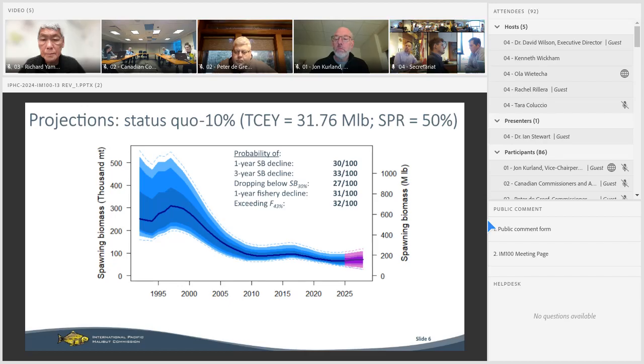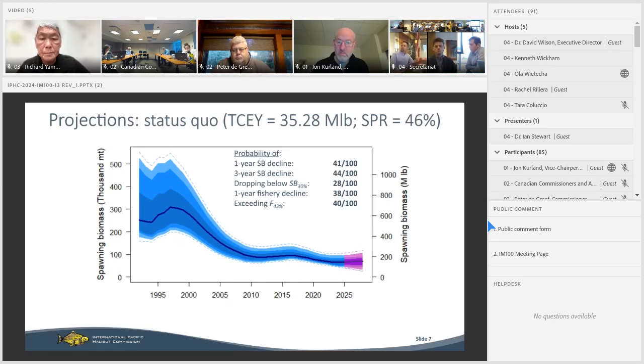We then go up to the first checkpoint here, which is the status quo minus 10%. This would be a TCEY of 31.76 million pounds, and we would estimate that that would correspond to an SPR of 50%. You can see that already we've flattened the trajectory of the stock substantially, maybe a slight increase. The probability of stock decline over the next 1 and 3 years is approximately 1 in 3. And there's approximately a 32% chance of exceeding the F43 reference level, even with an expectation of an SPR of 50%.